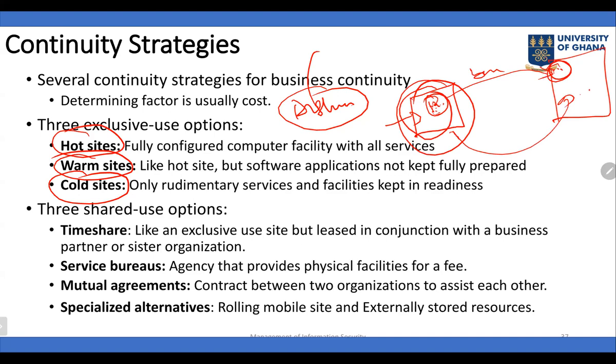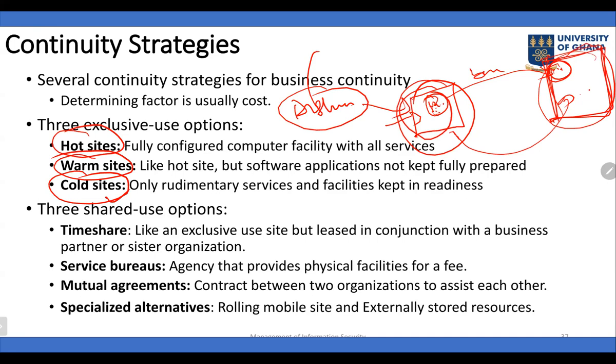Meaning that this site is hot. The hardware, software, every infrastructure is hot. It's just like a copy of the primary site. But the cold site, you only have a space. There's no hardware, there's no software, just a space. So when there's a problem, you have to bring in all your hardware, whatever infrastructure, and start the whole process here again.